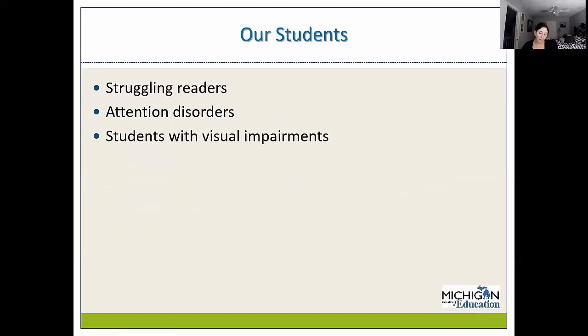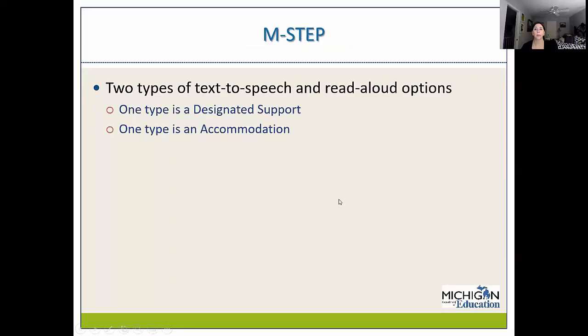So for today's topic, when we think about read aloud and text-to-speech options, we're really talking about students using these support types who are going to likely be students who are struggling readers, students who have attention disorders, and even students who have visual impairments.